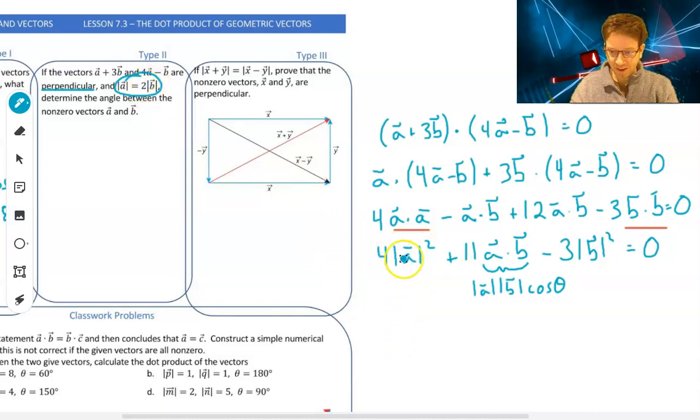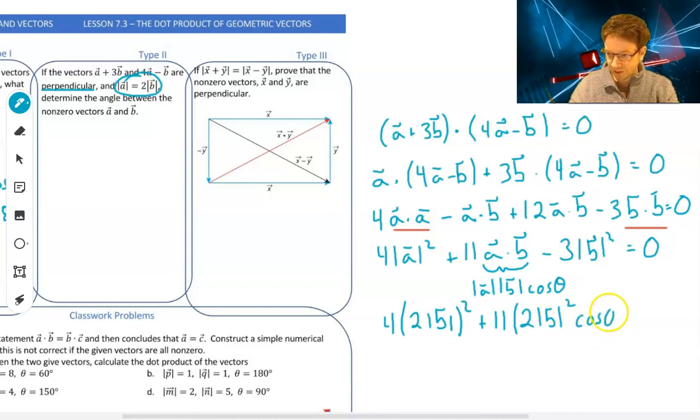So the first one, 4a squared, will give me 4 times 2 the magnitude of b squared. Plus, here's another a. I'm going to change that to 2b. So we have the 11 out front. A changes into 2b. So I will have 2 times b, and multiplied by b again gives me b squared times cos theta. And then subtract 3 times the magnitude of b squared.